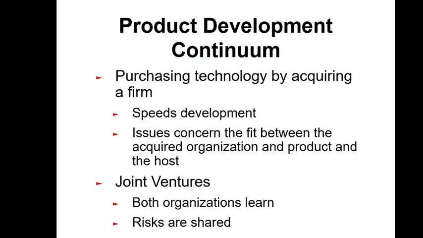Now let's discuss the three external strategies. Try to take some important points on each of them. The first one is purchasing technology by acquiring a firm. It means that you will buy technology from other companies. What are the advantages? It will speed up your product development. At the same time, there are issues concerning the fit between the acquired organization and product and the host. It means you as a host should fit with the other organization.